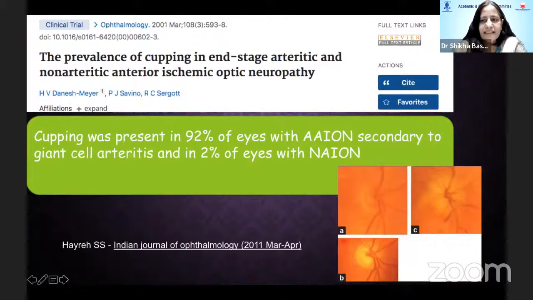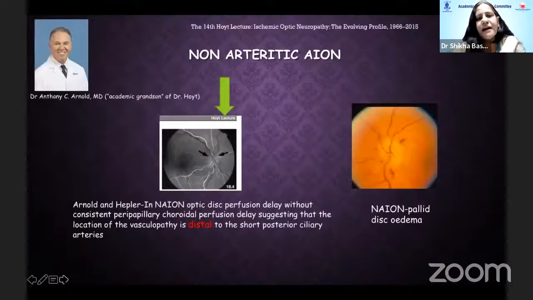Once the edema in these patients subsides with the treatment, the patient develops cupping, which is present in around 92% of eyes with arteritic ischemic optic neuropathy, in contrast to 2% of eyes with non-arteritic ischemic optic neuropathy, as per this paper. Coming to non-arteritic ischemic optic neuropathy, we've all read Dr. Anthony Arnold's chapter on ischemic optic neuropathies in Walsh and Hoyt, and he was the first one to notice that in NAION, optic disc perfusion delay is without consistent peripapillary choroidal perfusion delay.